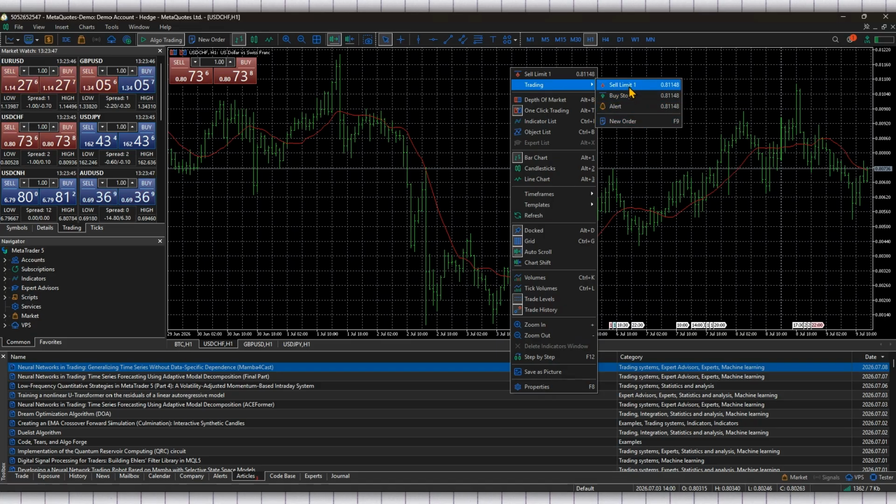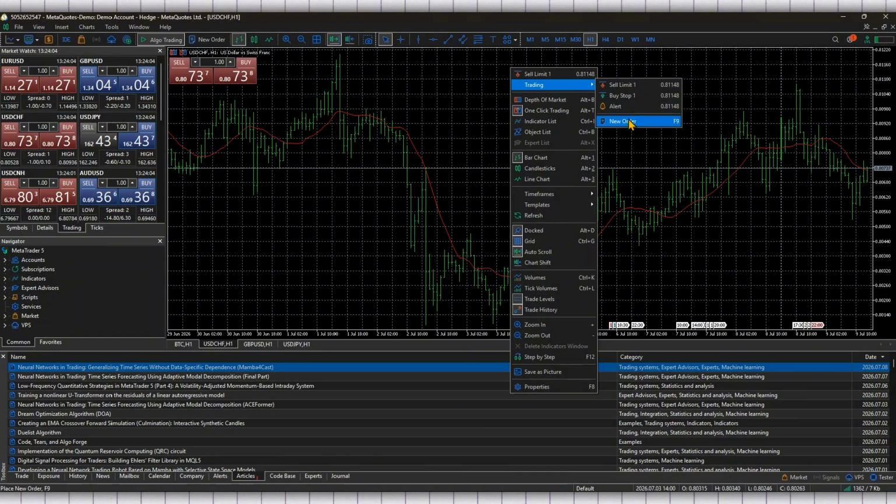You'll notice options like Sell Limit or Buy Stop are available for you. These represent different types of pending orders you can place, and each one is designed for a different market scenario, depending on where the current price is and where you expect the market to move next.